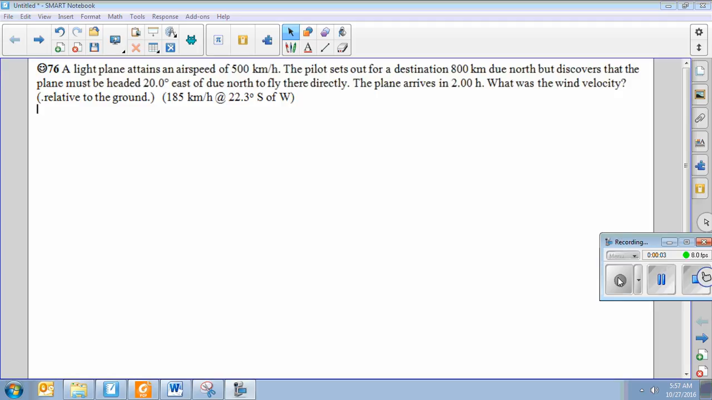All right, this is problem number 76 from chapter 4 of the Halliday and Resnick textbook. We worked on this yesterday in class, and I got a little turned around on it, so I figured I should put up a proper solution here, so I apologize for that.